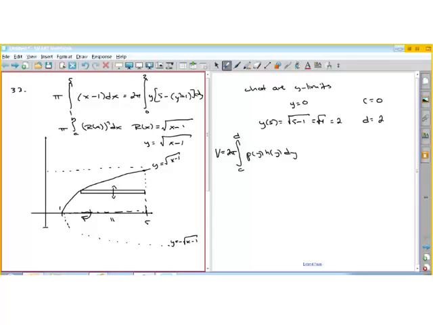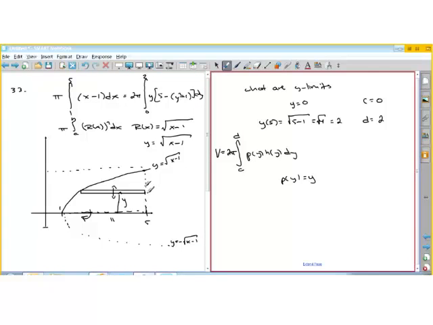p of y is just y because it's rotating around the x-axis. If we were rotating around some other axis, say up here, then it would be whatever that y value was, say 5 minus y. That would be the distance from the axis of rotation. But if it's around the x-axis, we know that p of y is equal to y. Now the height of the rectangle is the distance from here to here. So if we take the total distance, which is 5, and we subtract this distance here, which is going to be equal to the y coordinate.